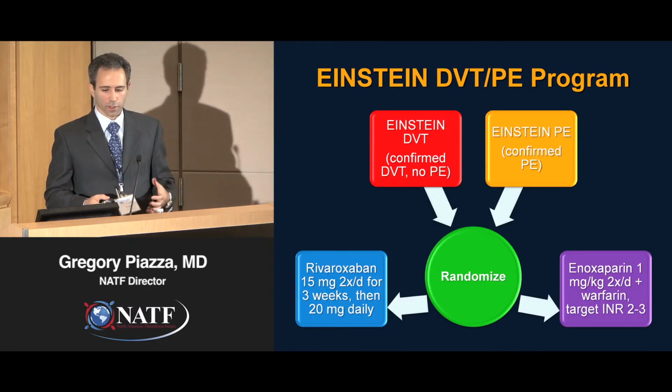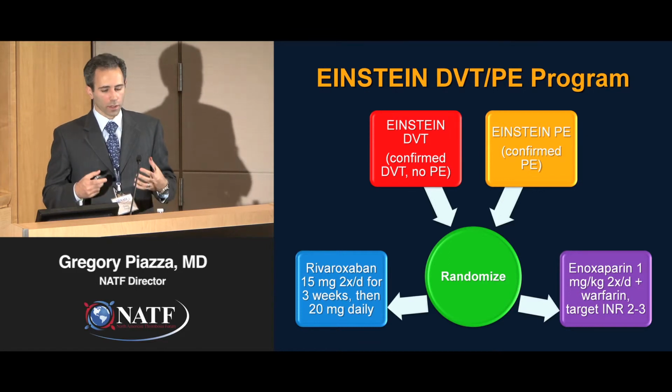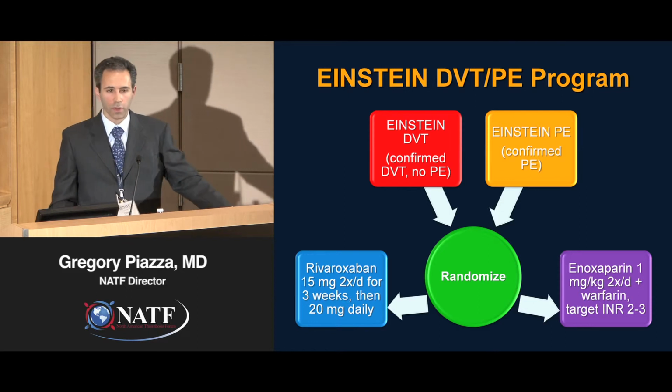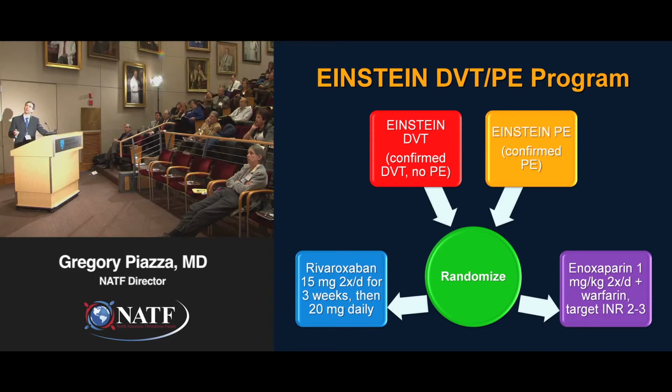Following the RECOVER study, there was the publication of a duo of studies, the EINSTEIN DVT or PE program. This study looked at patients who either had confirmed DVT and no PE, or in EINSTEIN PE they could have a confirmed PE. Patients were randomized either to receive rivaroxaban 15 milligrams twice a day for 3 weeks and then 20 milligrams daily, or enoxaparin 1 milligram per kilogram twice a day and then warfarin to a target INR of 2 to 3.